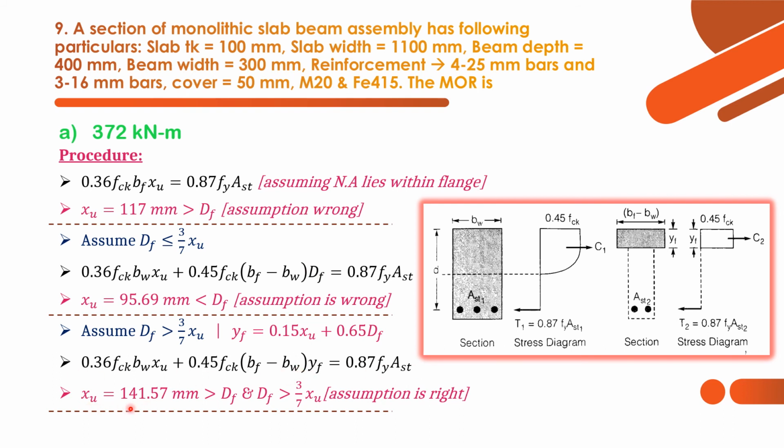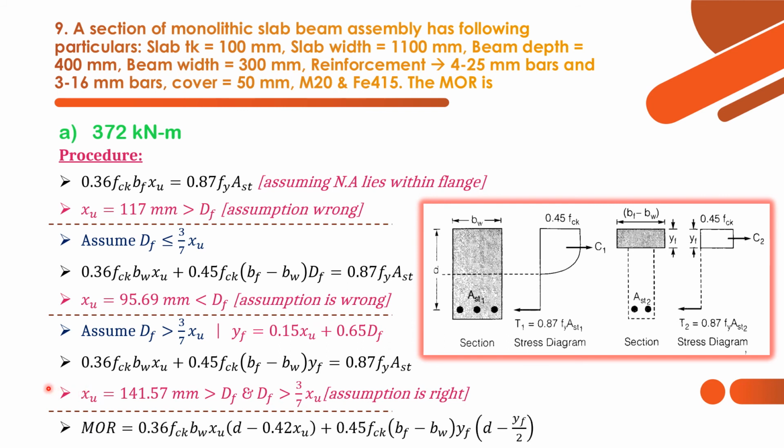Here we have got xu as 141.57 mm, which is greater than df, and again this assumption is also satisfying. Df is greater than 3 by 7 into 141.57. So that means finally this assumption is correct. So we have calculated the xu of this given section of T beam. Then finally we have to calculate the MOR, that is moment of resistance.